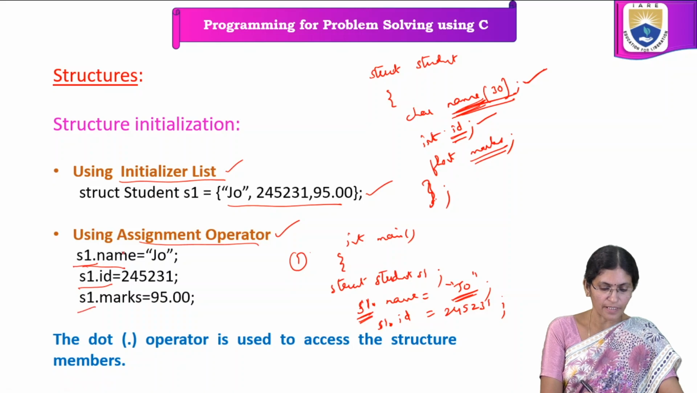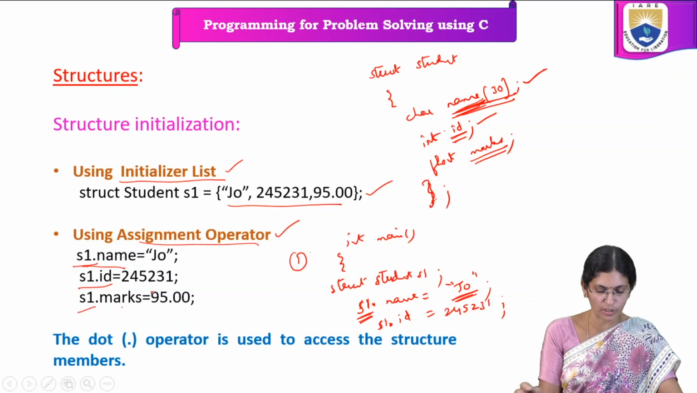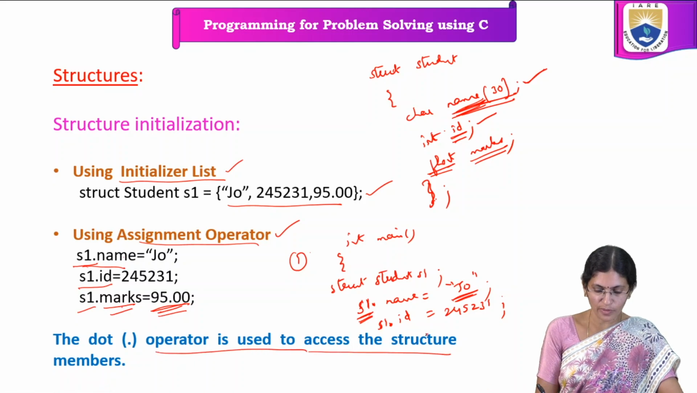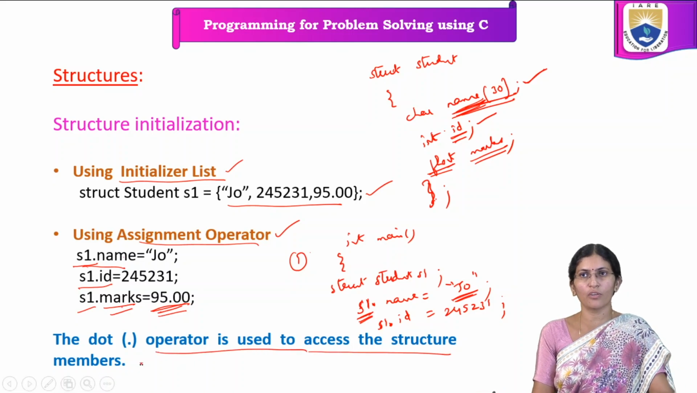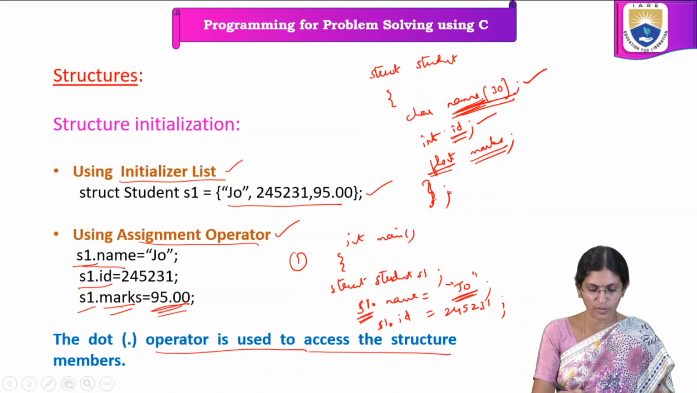So s1 has three attributes: name, id and marks. We can assign these values by using the assignment operator. Marks are float type, therefore we can assign a float value to s1 dot marks. So here the dot operator is used to access the structure members. In order to access each member of the structure, we use the dot operator.